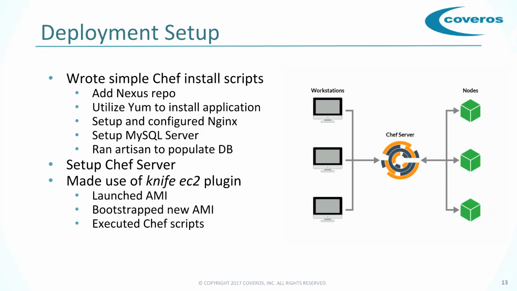After we had all of our Chef scripts written and completed, we stood up our Chef server again inside our VPN. And then in order to do our deployment, we just used the nice EC2 plugin, because it made things really simple. Instead of having to launch the AMI and then bootstrap and execute our Chef scripts, we could just run one command which did that all in one. Again, I can be lazy. If I can do several things in one command, I'm going to do that.